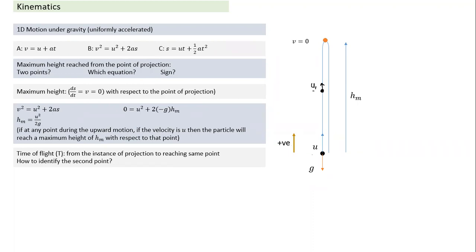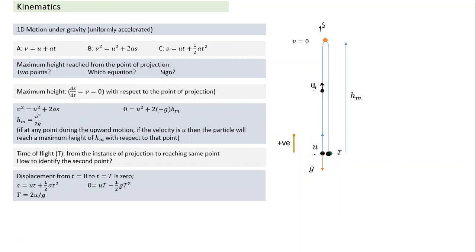What is time of flight? From the instant of projection to the time of reaching the same point. Again, the ball, a projectile or particle, has to come back to the same point. So if I want to calculate time of flight, which 2 points? This is my first point and this is my second point. What is special about the second point here? If I take this as my S coordinate, the displacement is 0 between this point and this point. So I can easily calculate time of flight, which comes equal to 2u by g.